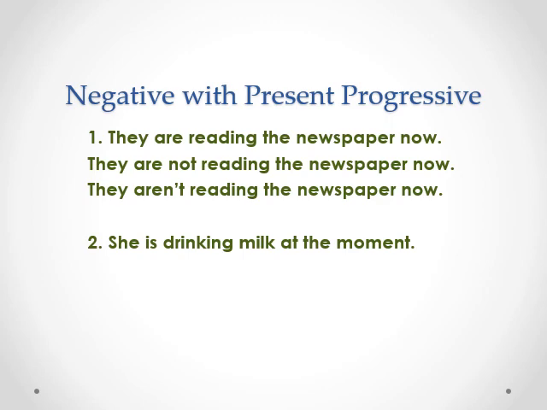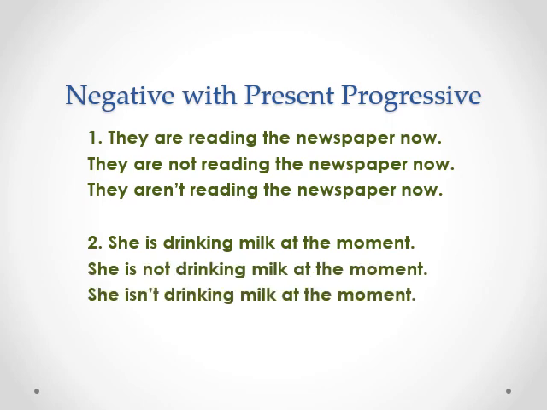Another example, she is drinking milk at the moment. To form the negative, all you need to do is to add the not after the is as follows. She is not drinking milk at the moment. She isn't drinking milk at the moment.